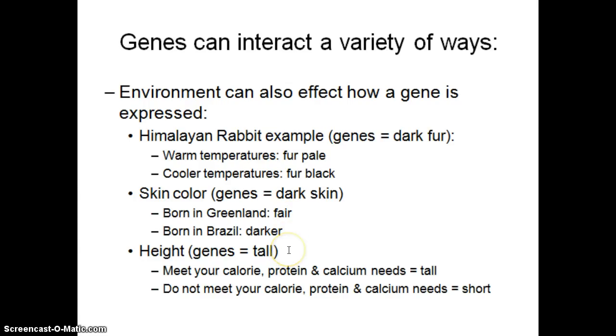The other thing is, even if you're genetically predisposed to be really tall, like I could have been 5'8", say, maybe I didn't meet my calcium needs, I didn't meet my protein needs. That's my environment. Maybe I was malnourished, maybe my parents didn't have enough money to give me food, so my environment contributed to the fact that I would be short.